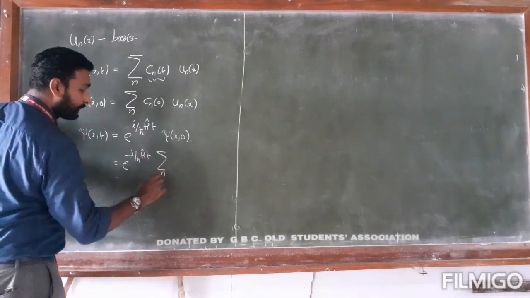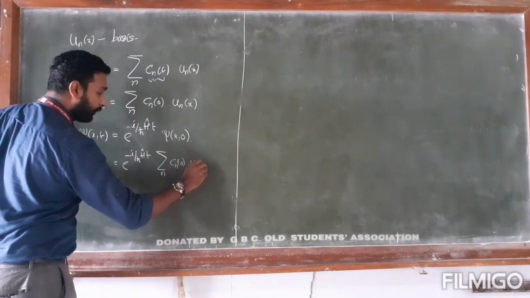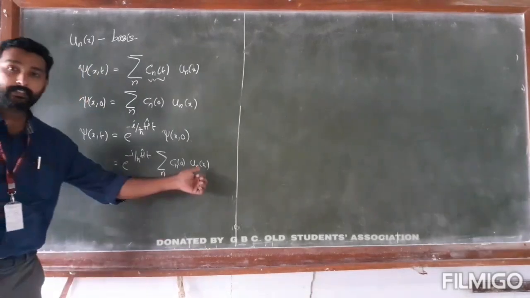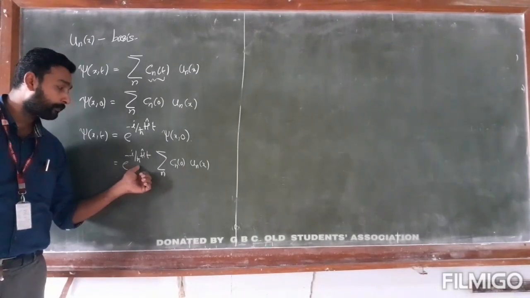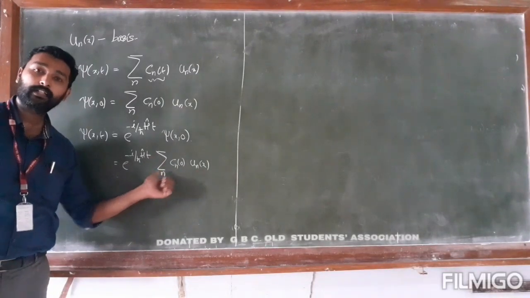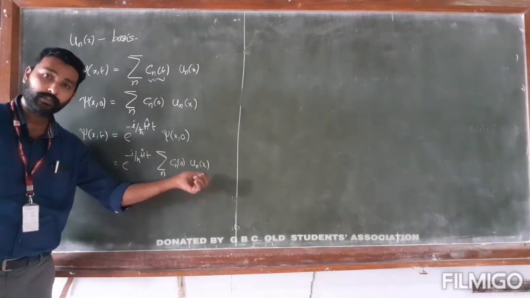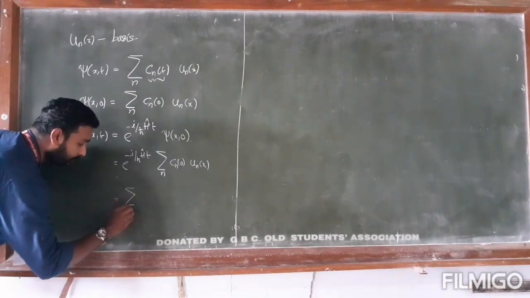The psi of x, 0 is sum over n of Cn of 0 un of x. So un of x are the eigenfunctions of the Hamiltonian operator. When e raised to minus i by h cross Ht acts on un of x, we will get a phase factor times un of x. So you can do it yourself; you will just do the steps for it.